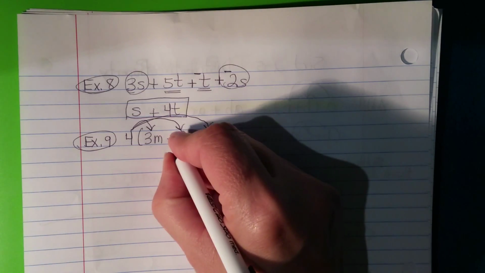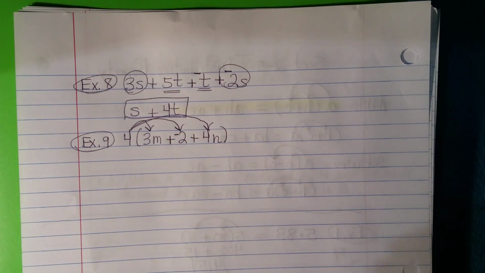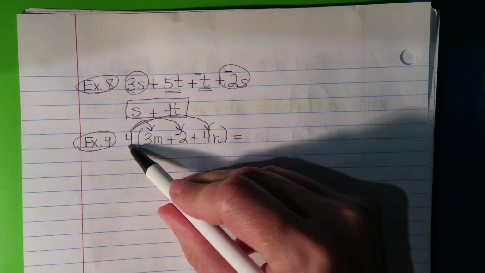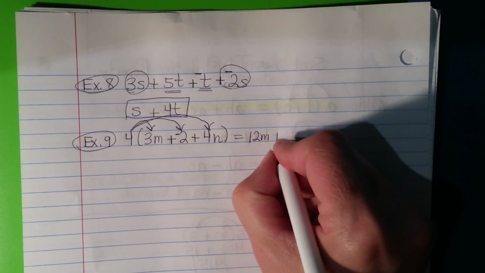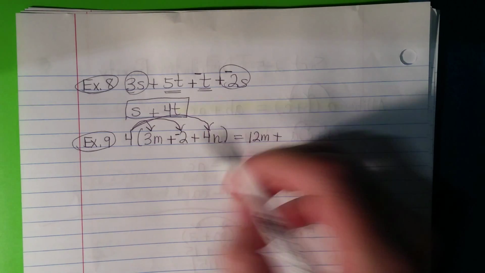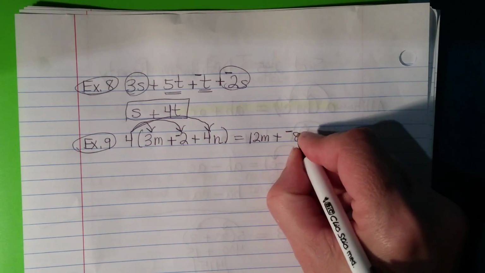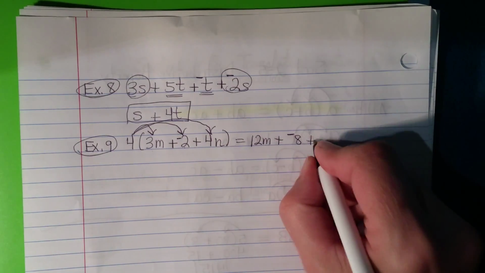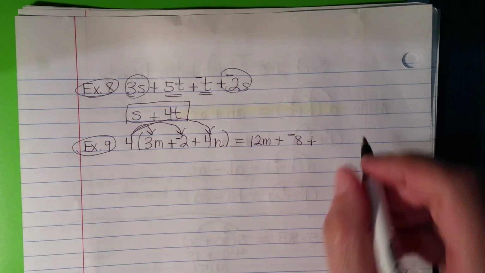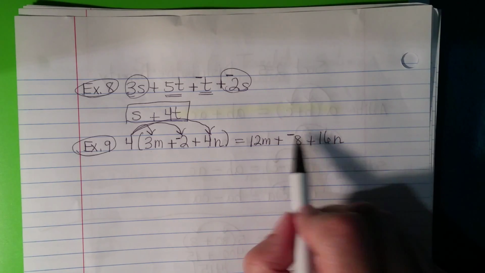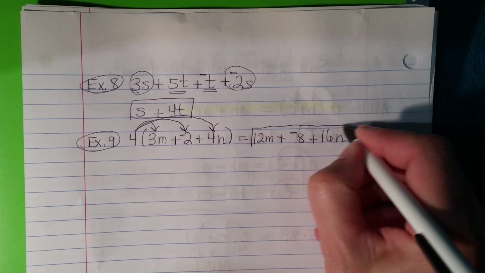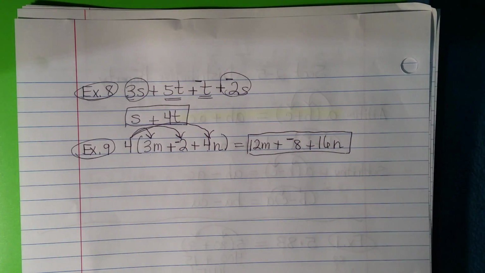Keep, change, change. All right, so 4 times 3m, 12m, plus 4 times negative 2, negative 8, plus 4 times 4n is 16n. And none of these are like terms, so I can't combine any of them. And that would be the answer.